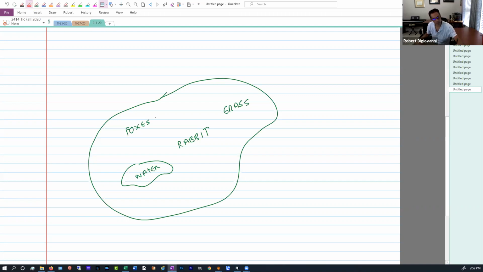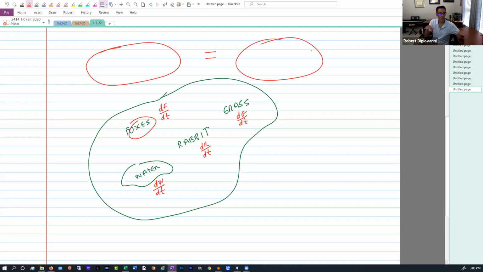So if you want to talk about the rate at which the foxes are changing with respect to time, df/dt, and somehow how that impacts the rate at which the rabbits are changing with respect to time, and somehow include the rate at which the grass is changing with respect to time, and the water with respect to time, then there should be some equation that puts all of this together. And so as one changes, it impacts the other, right? Like, if you want to know how many foxes there are, how many foxes are there?